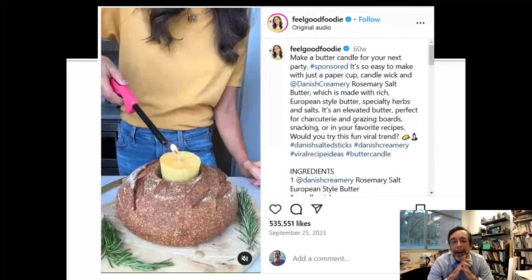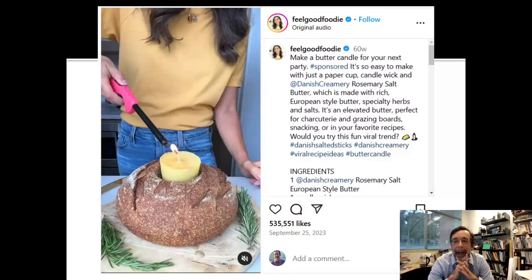If you want to look up how to actually do this for yourself, if you want to do it for a family gathering or something like that, you can make a butter candle. It's basically just remolding the butter and putting a wick in it, and then you set it on fire. Butter can burn. Butter is a candle, and it's not that different.